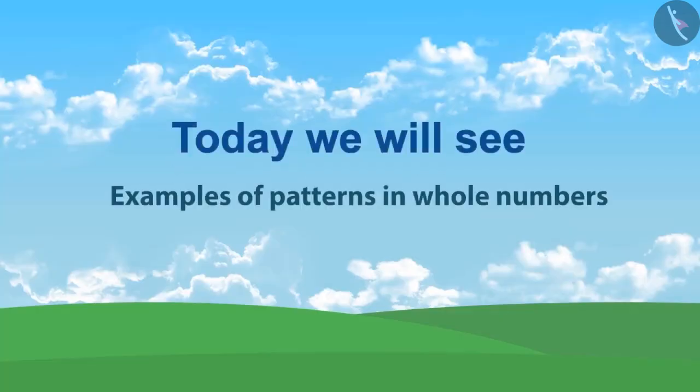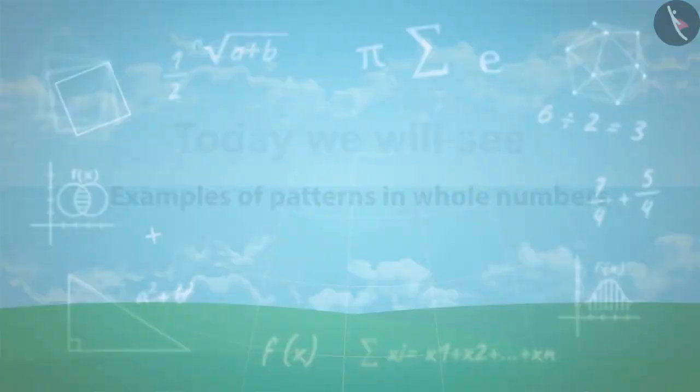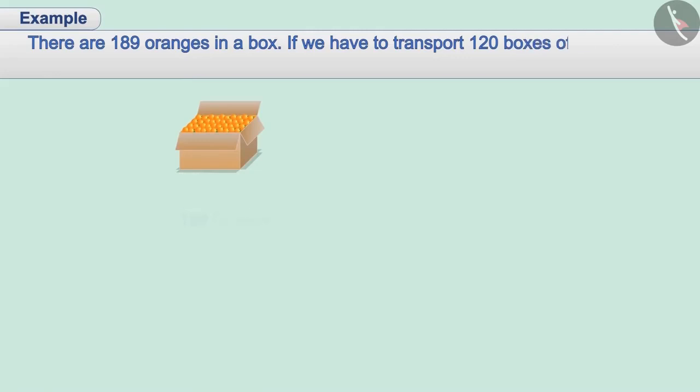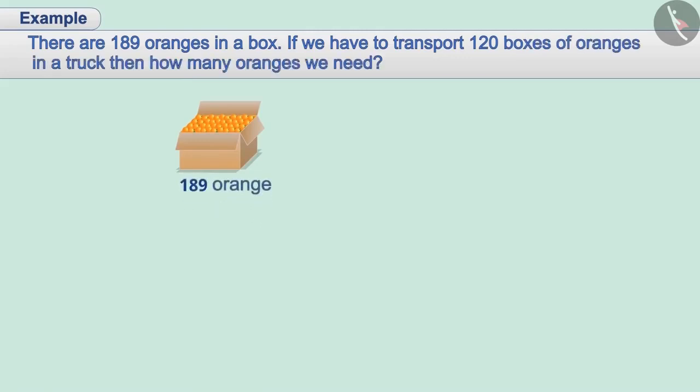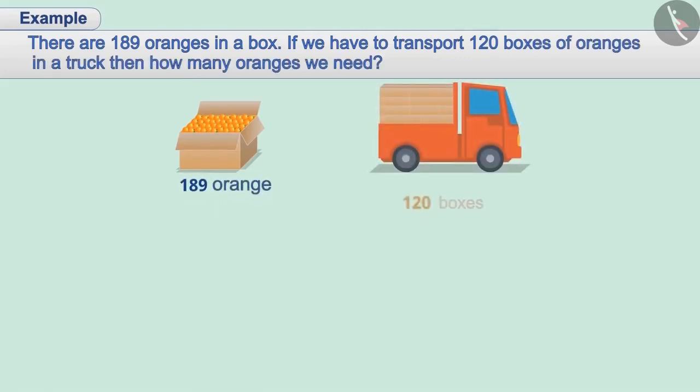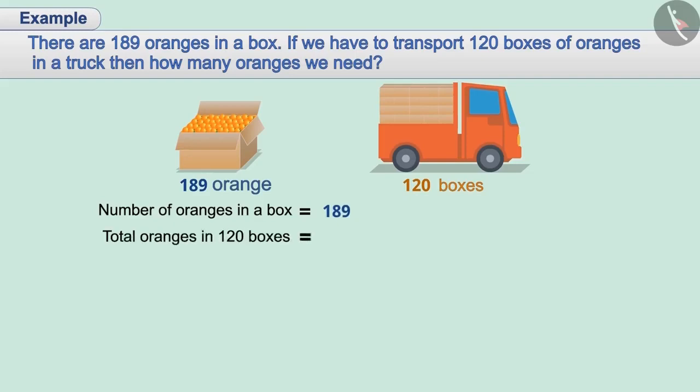Today we will see some examples of patterns in whole numbers. We can store 189 oranges in a box. If we have to transport 120 boxes of oranges in a truck, then how many oranges do we need? In the given example, there are 189 oranges in a box. Then total oranges in 120 boxes is 120 multiplied by 189. How can we simplify this multiplication?